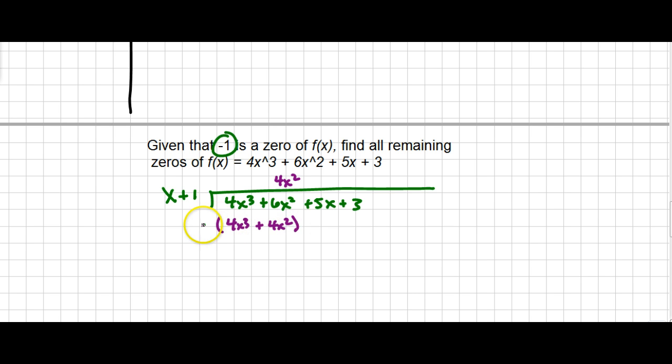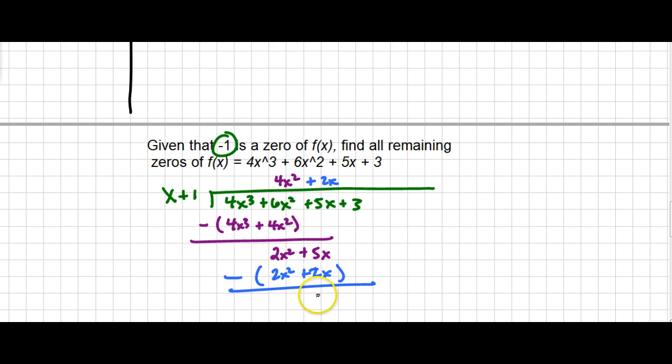Now I'm going to subtract. 6x squared minus 4x squared is going to be 2x squared. Bring down the next one, positive 5x. X times what is 2x squared? That's going to be 2x. Multiply 2x by both of those, I get 2x squared and 2x. Now I'm going to subtract. First two are going to cancel. 5x minus 2x is 3x, and then I bring down a 3.